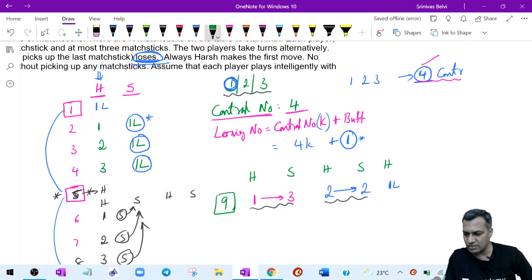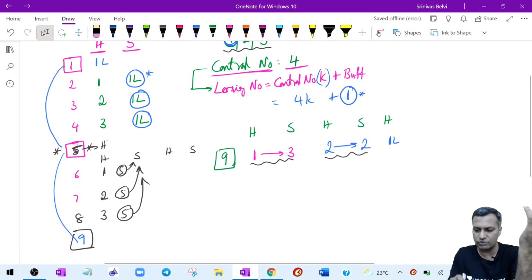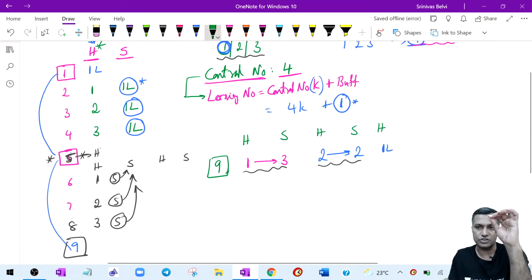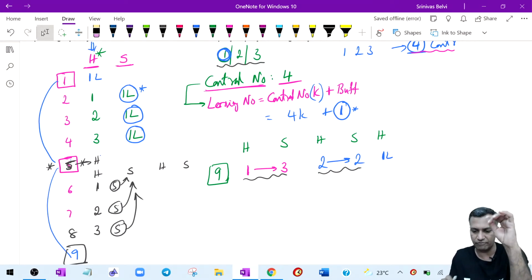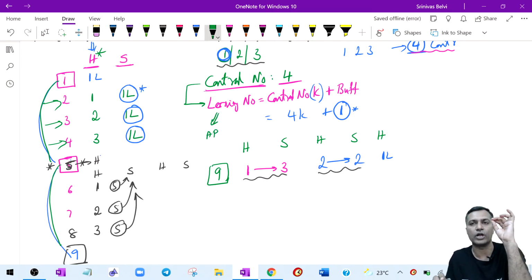After that, once the control number is given, the next step is to identify either a losing number or a winning number. Whichever is the smaller of the two, you identify, because winning numbers are many. If I take Harsh, the first person, as the reference, this is a winning number, this is a winning number, this is a winning number. Winning numbers look like many, whereas the losing numbers are fewer. Therefore, try and establish a losing number. Generally, winning or losing numbers would be in arithmetic progression. Remember this, they're always in arithmetic progression.